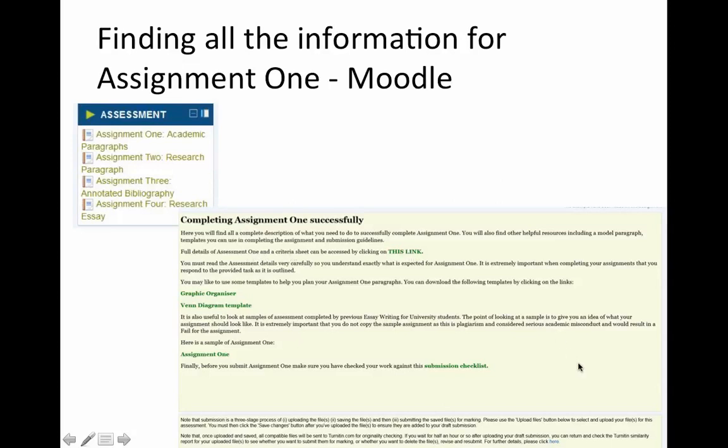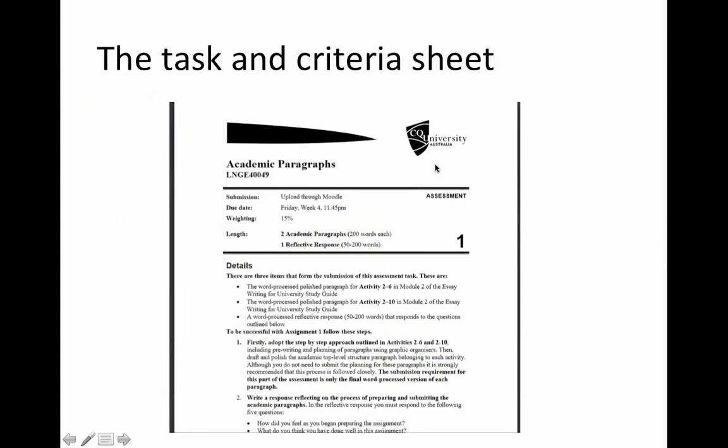But for this week, make sure that you have accessed the details and the criteria sheet by clicking and opening there, and what you will find when you do that is a document of a number of pages that starts like this, which is your academic paragraphs, task and criteria sheet. So this is what explains to you exactly what needs to be done, and much of this is replicated in the study guide, but this is the official document that explains that to you.